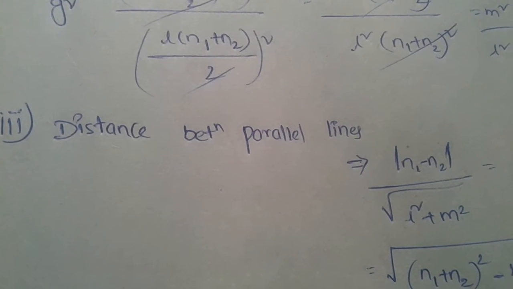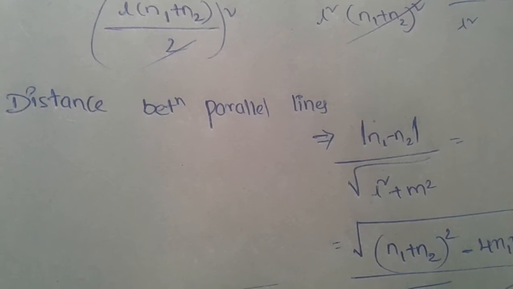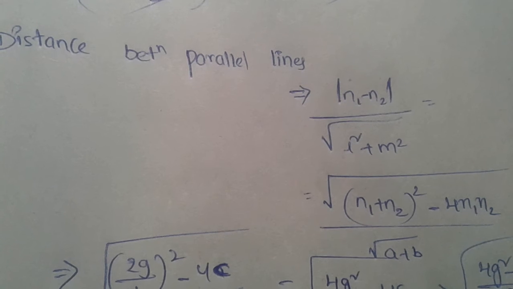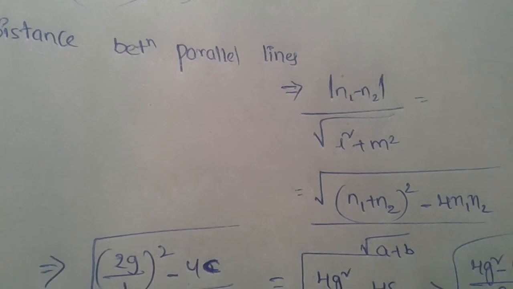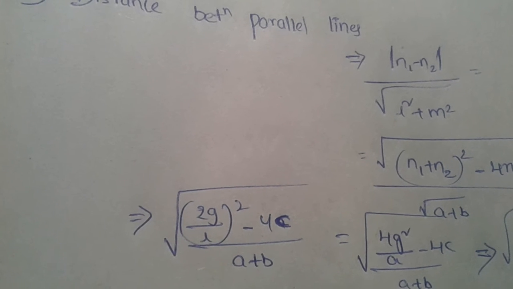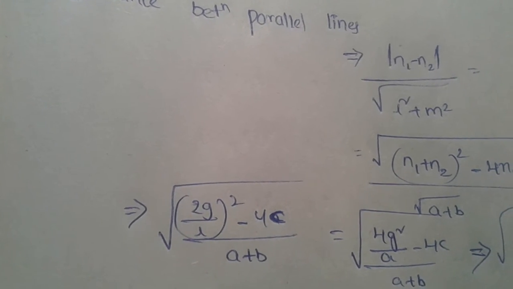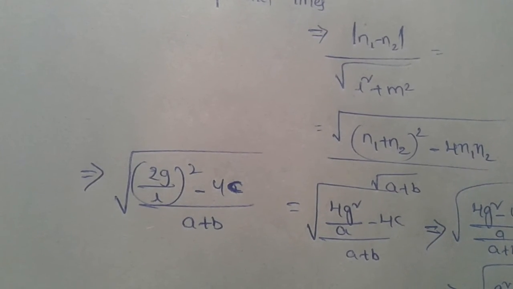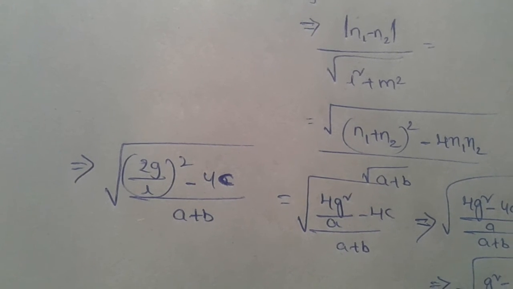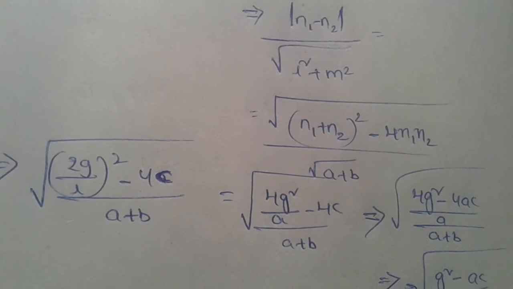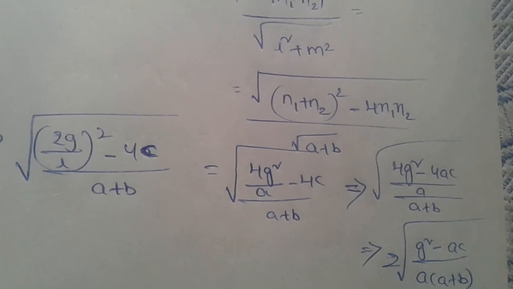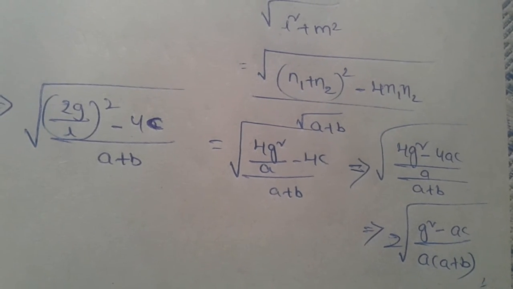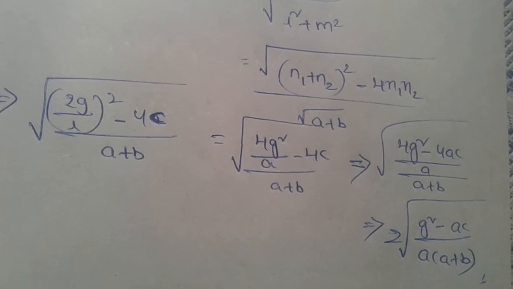Next we want to find the distance between parallel lines. Normally the distance between parallel lines formula is |n1 - n2| by root of l² + m², that is equal to root of (n1 + n2)² - 4n1n2 by root of a + b. By substituting the values we get the square root of (2g by l)² - 4c by a, all by a + b, that is equal to root of 4g² - 4ac by a into a + b. Root of 4 means 2, then we get 2 root of (g² - ac) by a into (a + b).